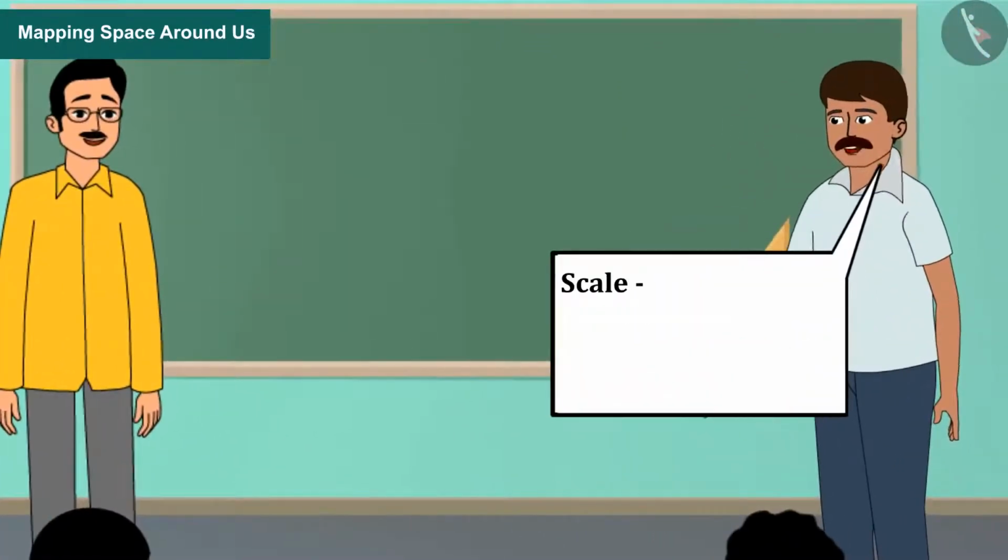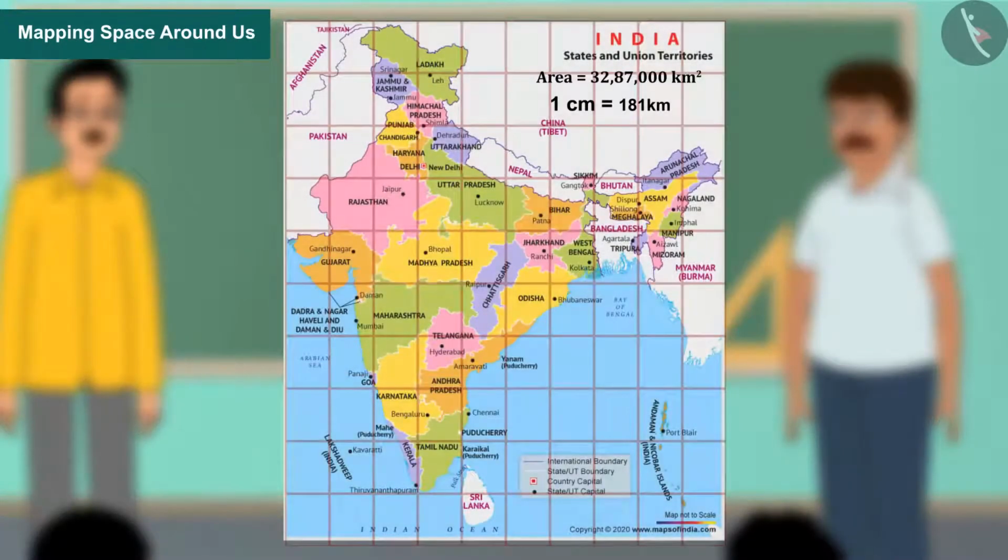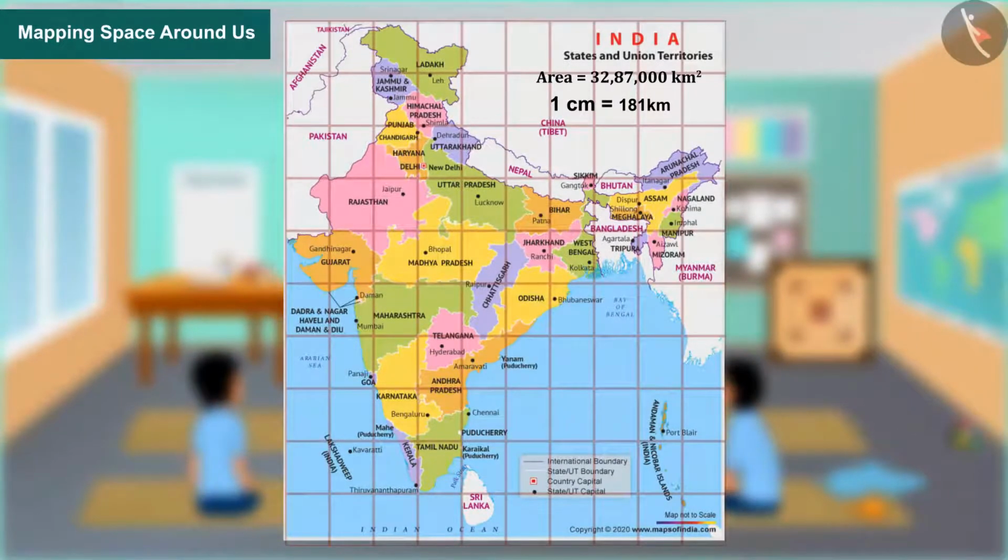Scale. Writing down the actual distances in a ratio is called the scale for a map. The area of India is millions of square kilometers. In the map of India, millions of square kilometers are shown with the help of centimeters.